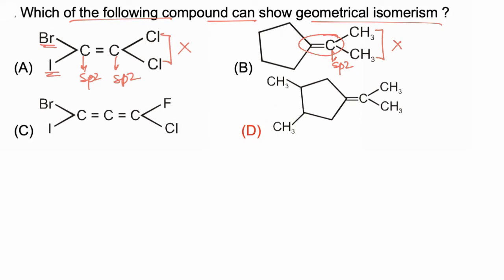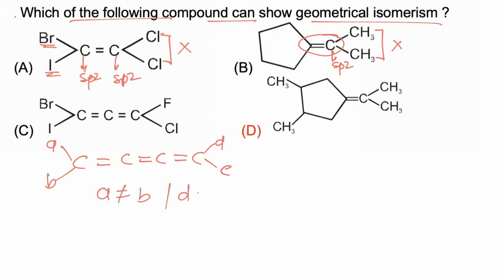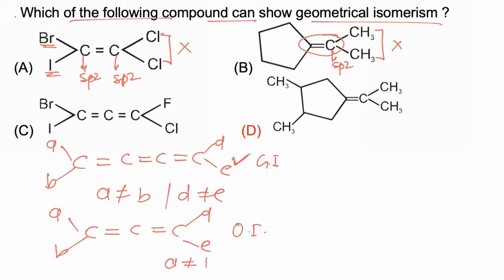Now if we consider third example, now this is allene molecule, and any allene molecule will show GI if number of bonds are odd. Now this molecule A is not equal to B and D is not equal to E. So this molecule will show GI, but if even numbers of bonds are present, now this molecule will not show GI, rather this molecule will show OI when A is not equal to B and D is not equal to E. So this molecule will not show geometrical isomerism.